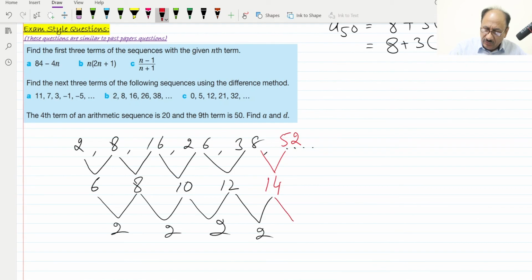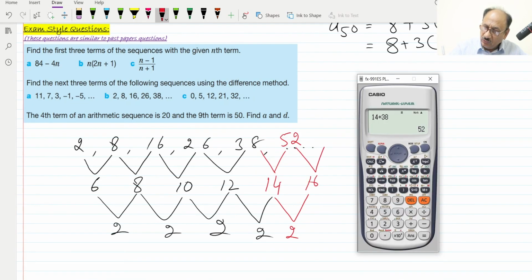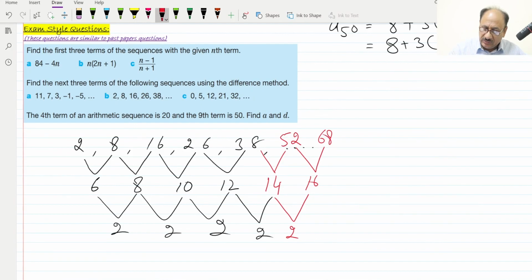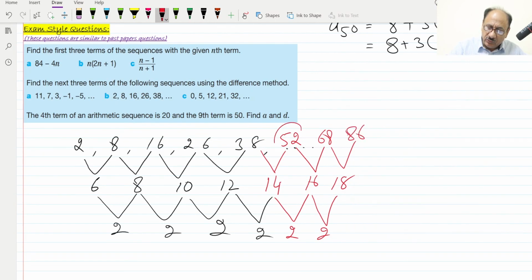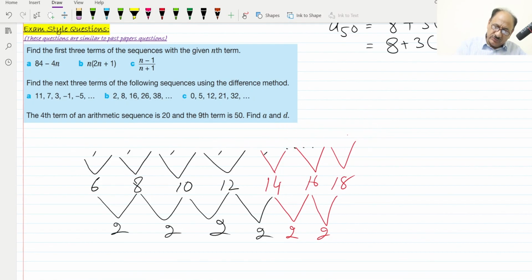Now we can check for the next difference, which will also be 2. So 2 plus 14 will be 16, and 52 plus 16 will be equal to 68, so we can write here 68. Similarly, for this one also the difference will be 2. 16 plus 2 will be 18, and 68 plus 18 will be equal to 86, so we can provide here 86. So these will be 1, 2 and 3 differences. As you can see, we have utilized the difference method to find these three terms of these three given questions.